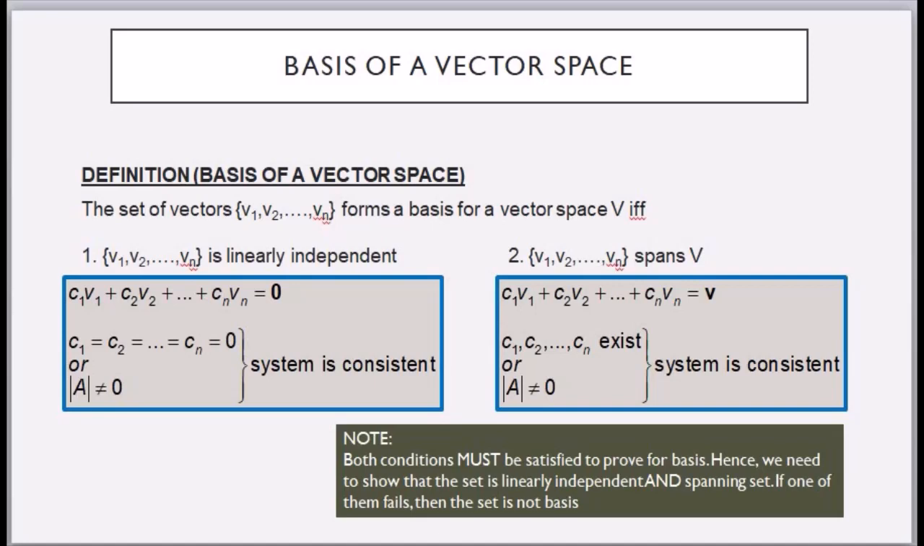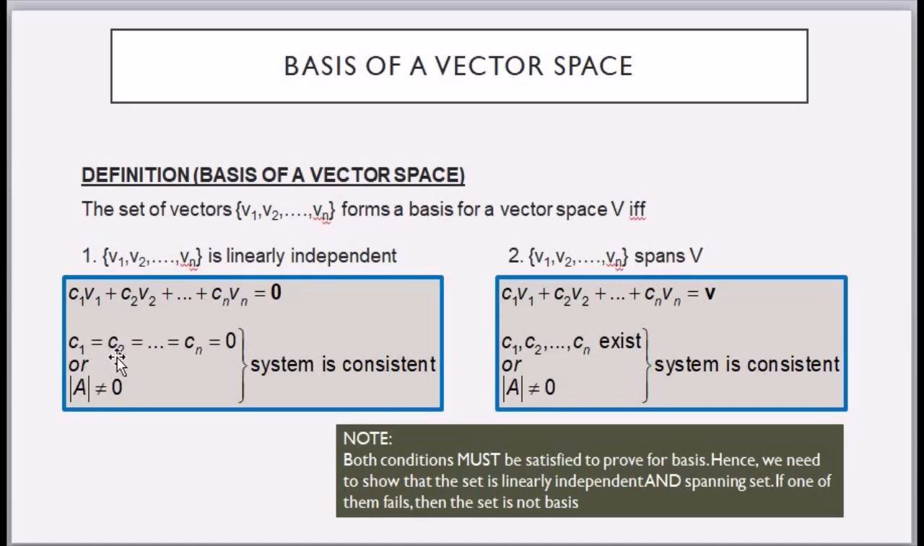Let's say we have a set of vectors V1, V2, V3, V4 until Vn. It forms a basis for a vector space V if and only if condition number 1, the set of vectors is linearly independent. Condition number 2, the set of vectors spans V. We have to make sure the system is consistent.